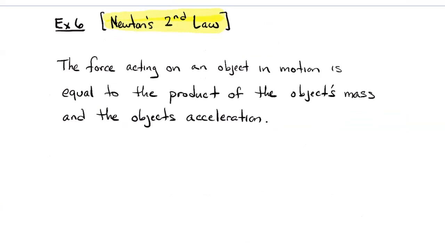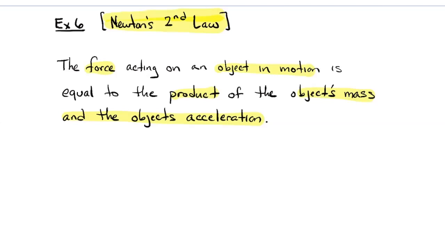Newton's second law says that the force acting on an object in motion is equal to the product of the object's mass and the object's acceleration. So this one's a little harder to see why it's a differential equation, because there's no rate involved. At least the word rate itself doesn't appear.